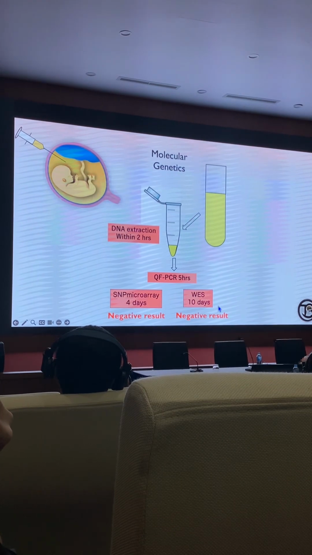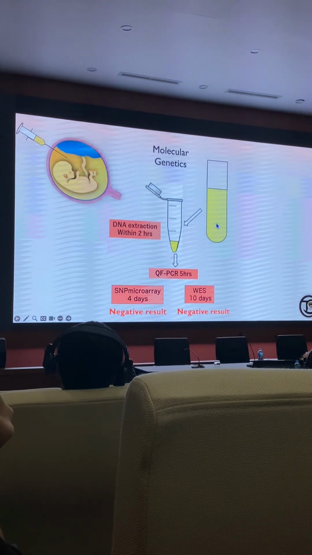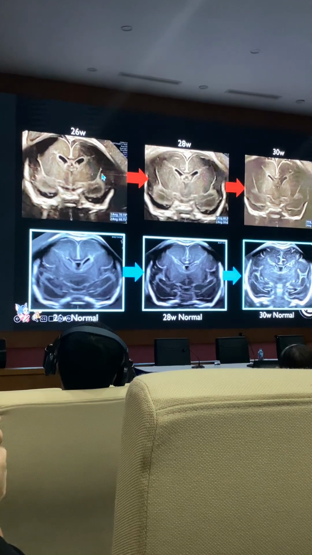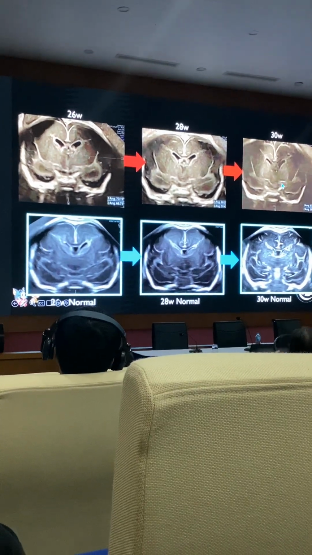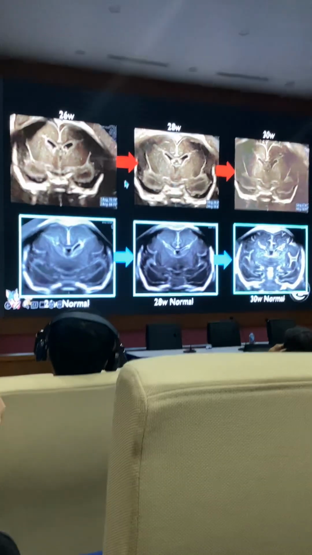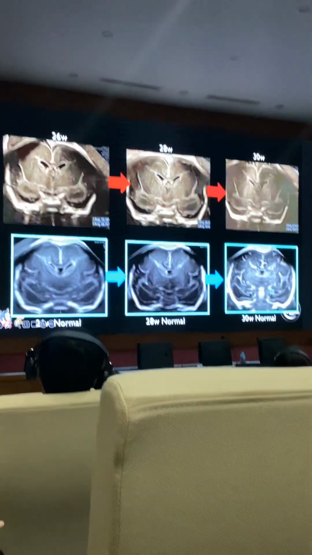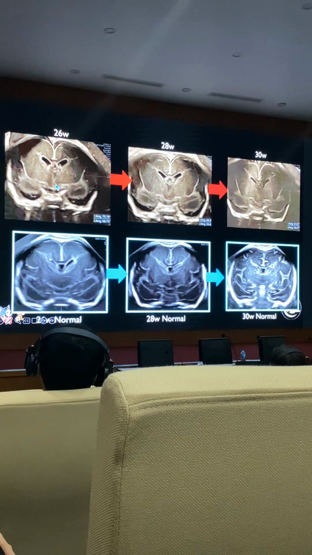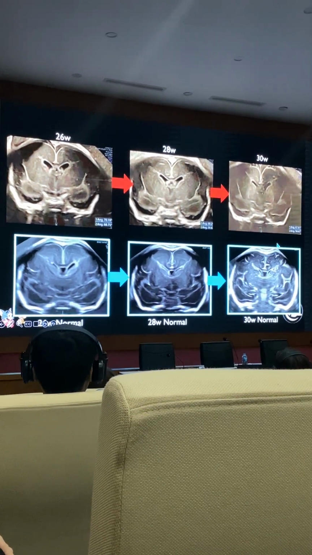However, the results of the SNP microarray and the WES were negative. However, we looked at the brain, and here there was no development for 4 weeks, okay? These are the same gestational ages, but this case at 26, 28, and 30 weeks of gestation shows no development at all.